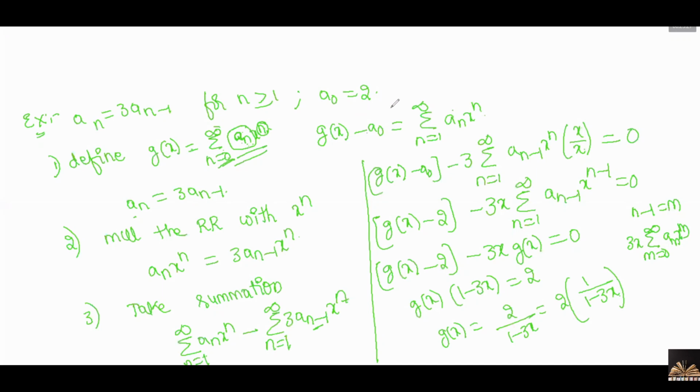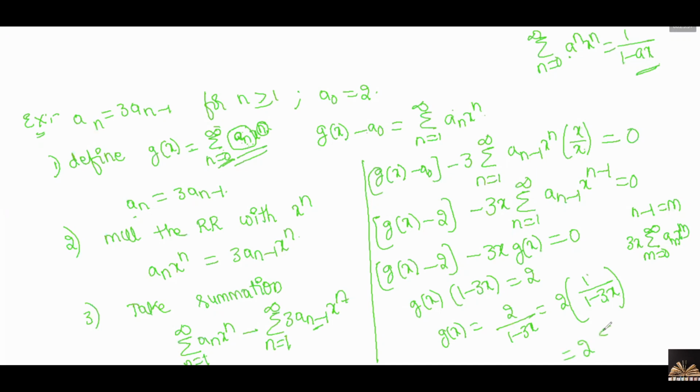Now what is this 1 by 1 minus 3x? Where have I written it? I forgot to write. So summation of n is equal to 0 to infinity a power n x power n is equal to 1 by 1 minus ax, right? This is the formula you have to remember. Now it is in the form of 1 by 1 minus ax. Therefore you can write it as a power n x power n.